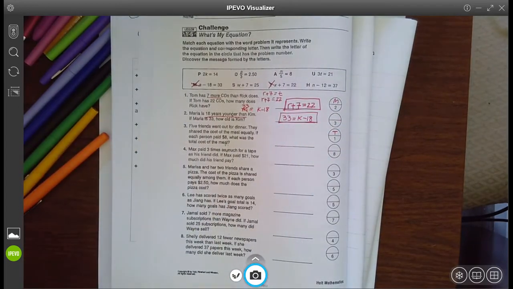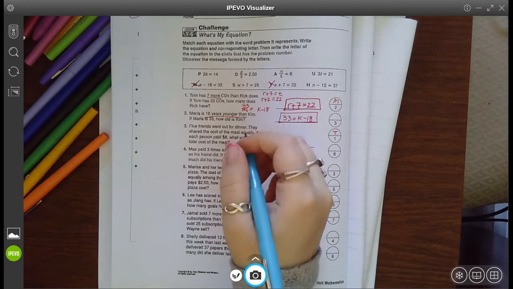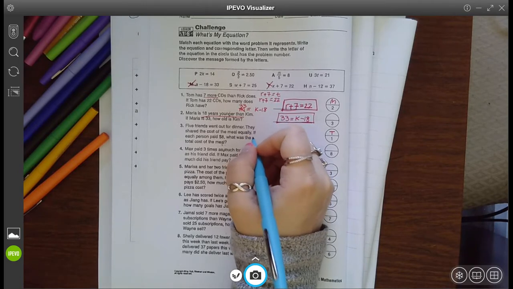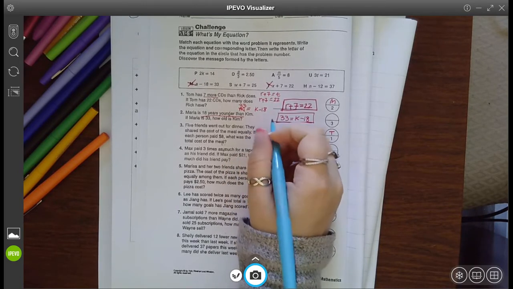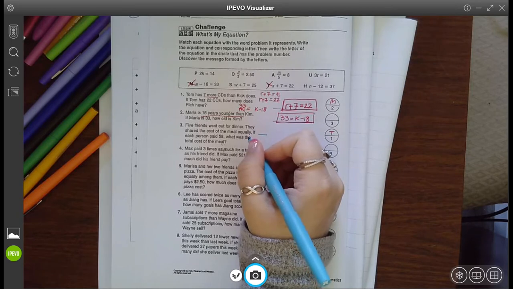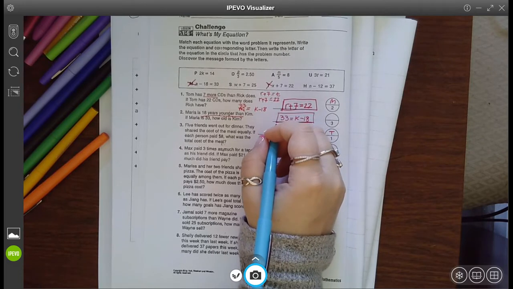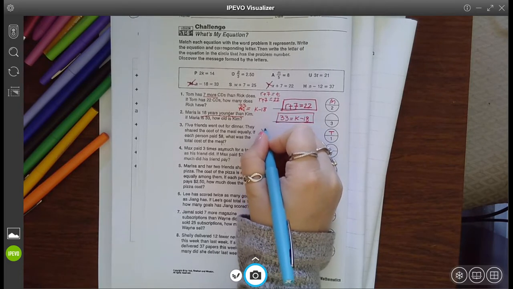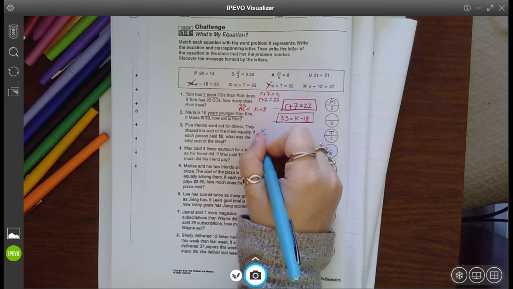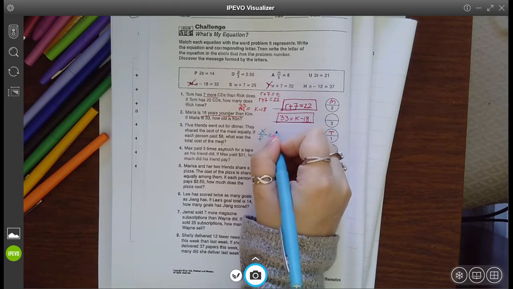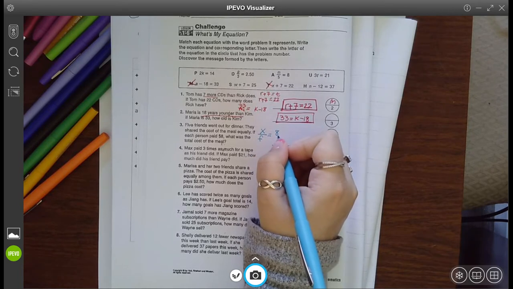My things are starting to blur together, so let's change colors. It says 5 friends went out for dinner. They shared the cost of the meal equally. So I'm probably going to divide. If each person paid $8, what was the total cost of the meal? So think about it. Normally, you take the total amount of the meal, you divide it by how many friends there are, and that tells you how much each of them pays, right?